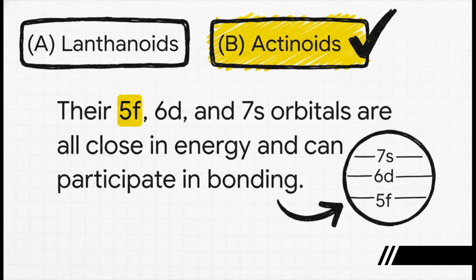It's actinoids. Of course it's the actinoids. It all goes back to those 5f, 6d, and 7s orbitals being so close in energy. They just have more tools in their chemical toolbox, which leads to way more possibilities.